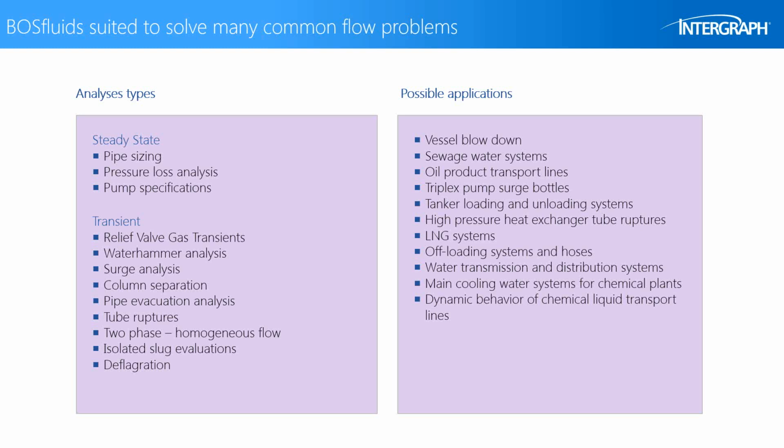There are a number listed here, which I'm not going to read through all of these, but as we can see, there are various different analysis types. Steady state, which BOSfluids can be used for pipe sizing or pressure loss analysis, or for generating pump specifications rather. And also transient analysis types, as I've mentioned, things such as a water hammer analysis or a surge analysis, a tube rupture on a heat exchanger as well, and the other transient events listed here.